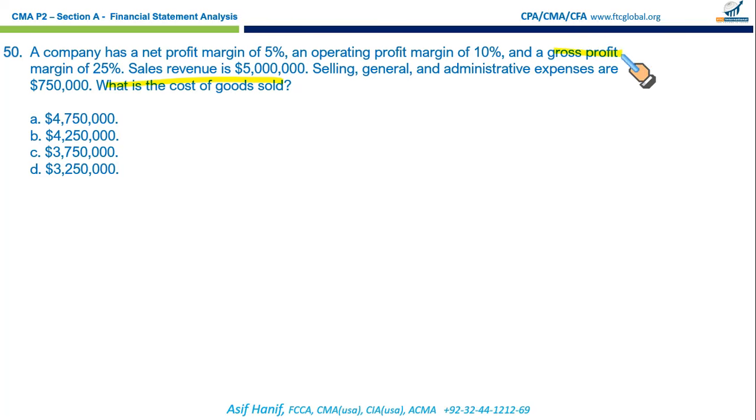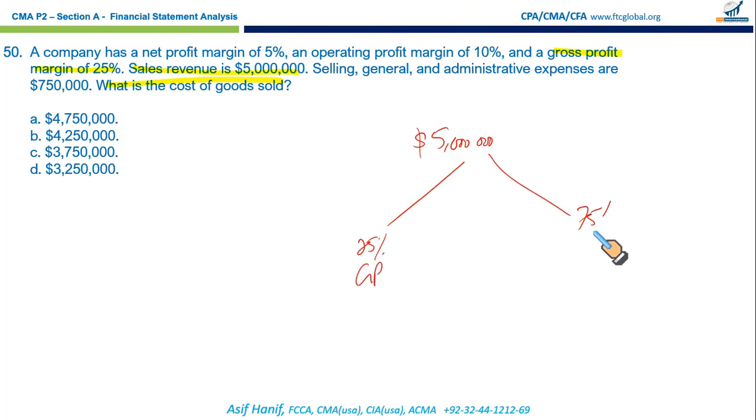Gross profit is 25% of sales. Right. If your sales is $5 million, 25% of this represents gross profit. That means 75% represents cost of goods sold. Simple. Take 75% of 5 million, that is 3.75 million, and you get the answer. Excellent. Shortcut. No need to use other numbers, you'll simply waste your time.